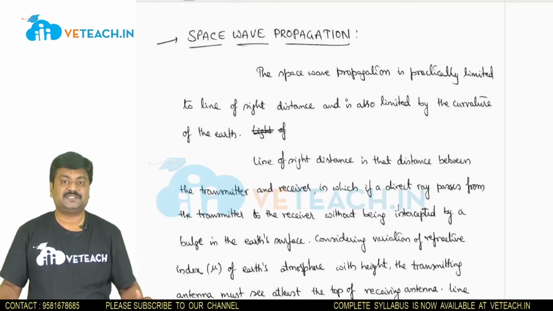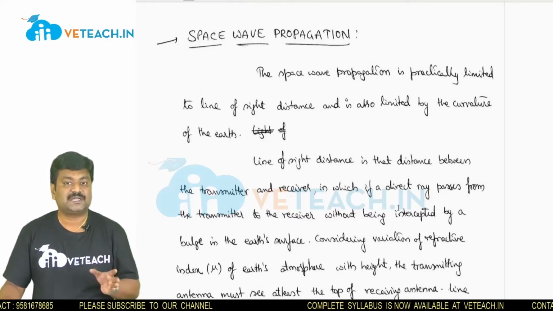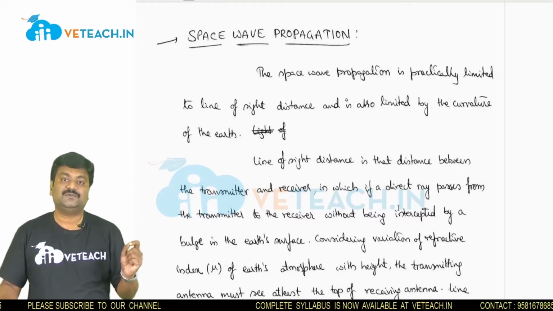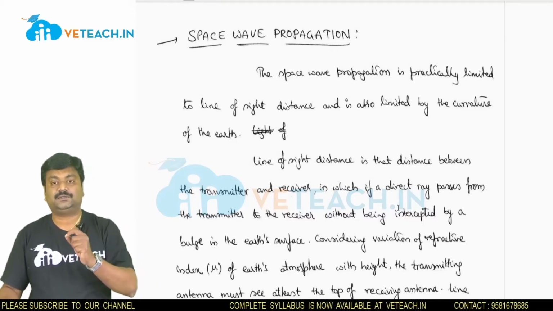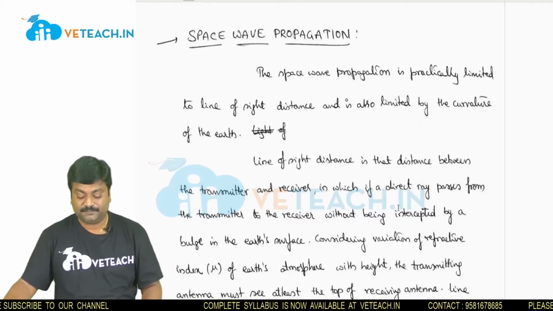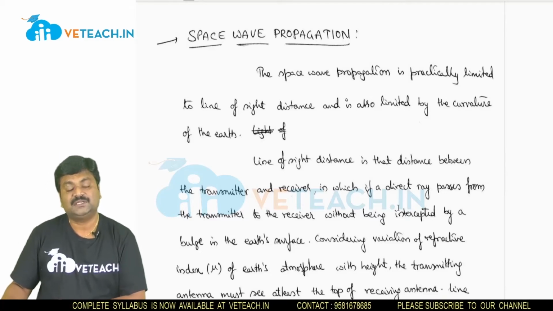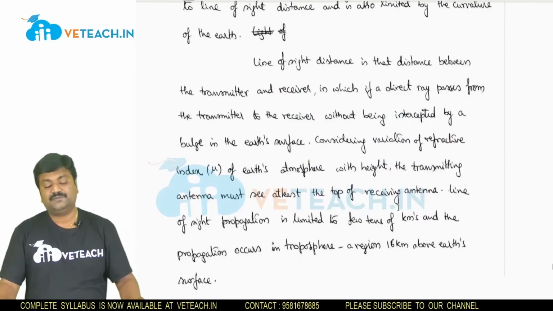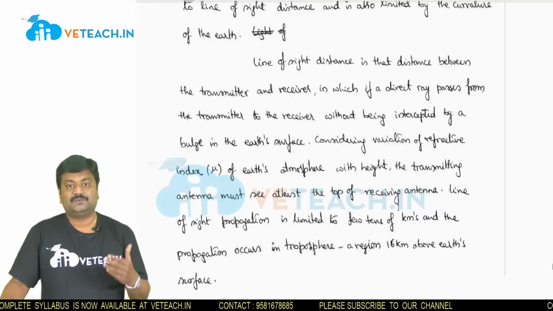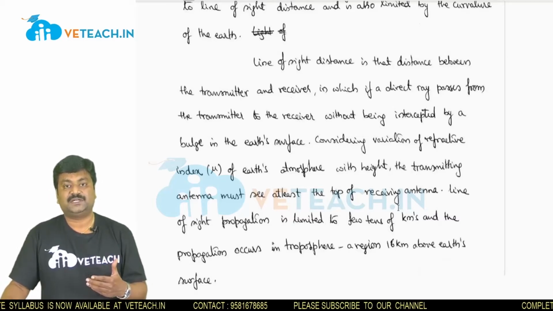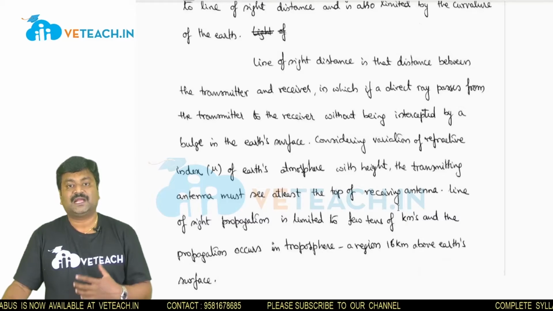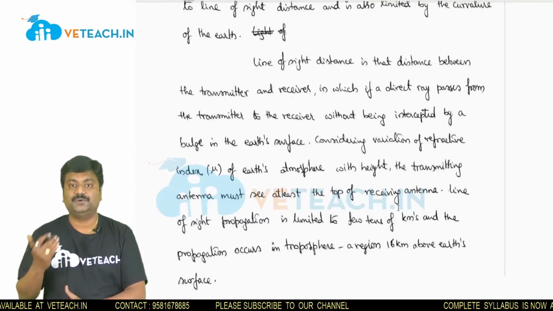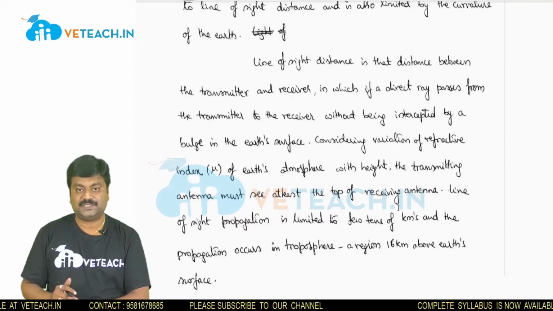Line of sight distance is nothing but the distance between transmitter and receiver, and the transmitter should always see at least the top of the receiver, and it is always limited by the curvature of the earth. So as I said, the distance passing from a transmitter towards the receiver should be minimum, and line of sight propagation will be limited to a few kilometers from the earth surface.